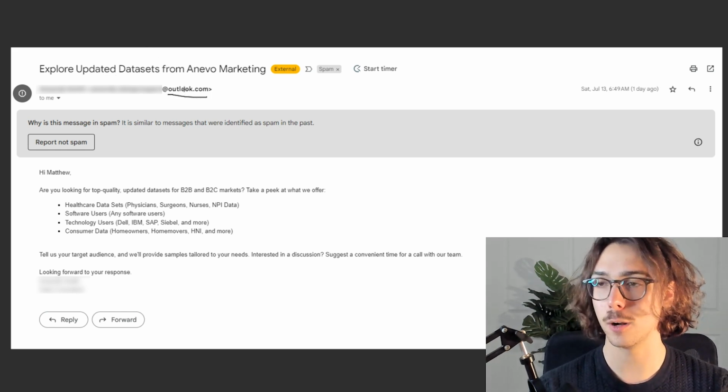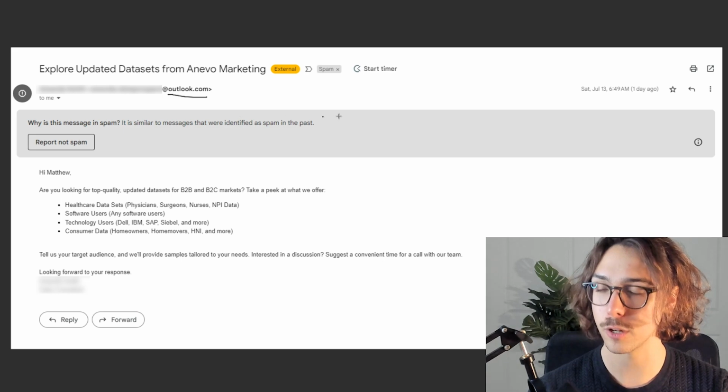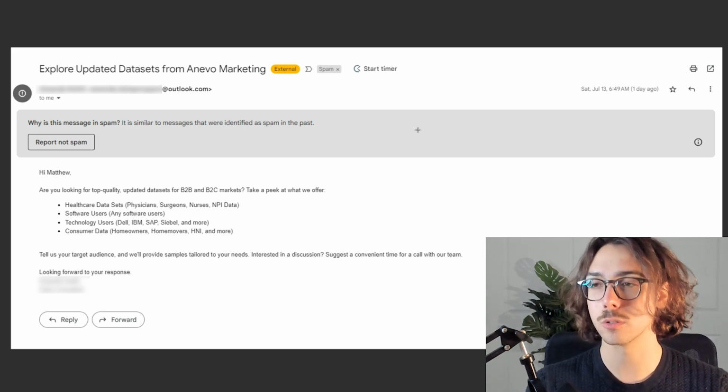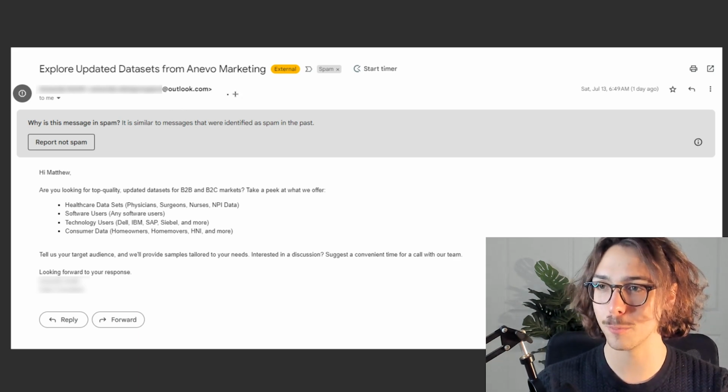Next thing, sending from an Outlook. I would not send from an Outlook. I would send from a professional address. This might be partially why this email is landing in spam, but I would send from a professional address because most people trying to do business are coming from professional emails.